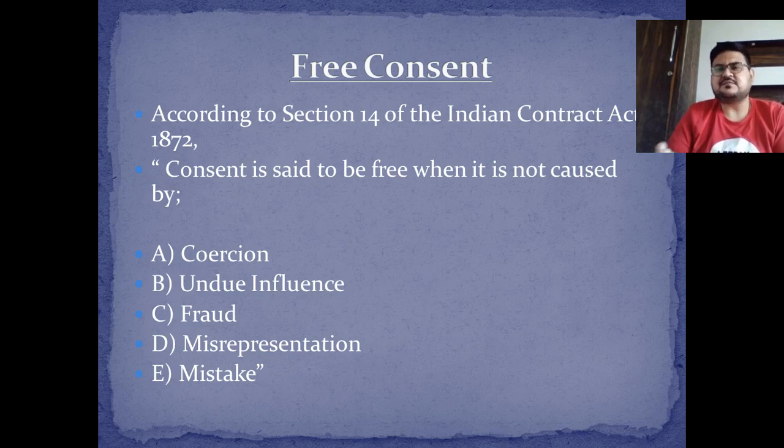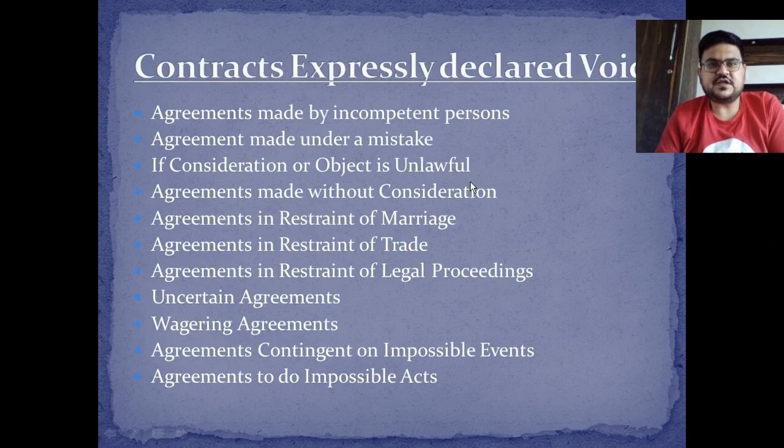And mistake, sometimes mistakes happen. Mistake is the only way which is different, where we are not putting any pressure, but it is happening just because of mistake, it can be corrected. But the top four ways by which a wrong contract can be created without free consent are coercion, that is putting pressure, undue influence means taking advantage, fraud means cheating, misrepresentation is also cheating. Okay, this is free consent. Now, contracts expressly declared void.